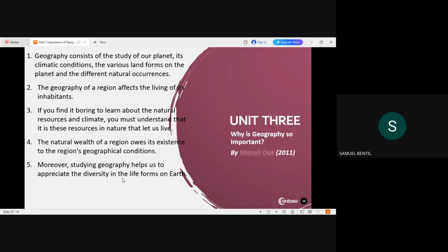I will also say that the geography of a region affects the living of its inhabitants. That's why we need to study geography. And if you find it boring to learn about natural resources and climate, you must understand that it is these resources in nature that let us live, because we human beings depend on these resources for survival. And so if you have knowledge of it, it's good for you. The natural world of a region owes its existence to the region's geographical conditions. Moreover, studying geography helps us to appreciate the diversity of life forms on Earth.